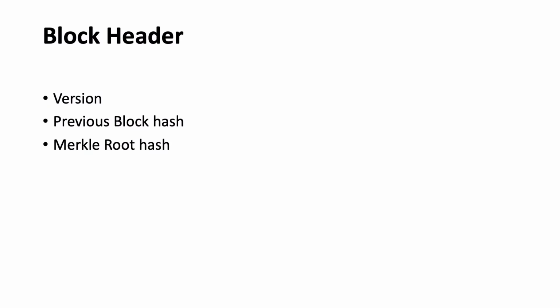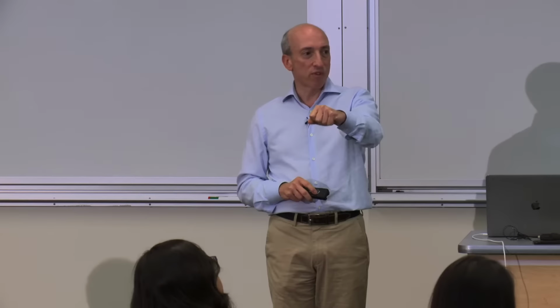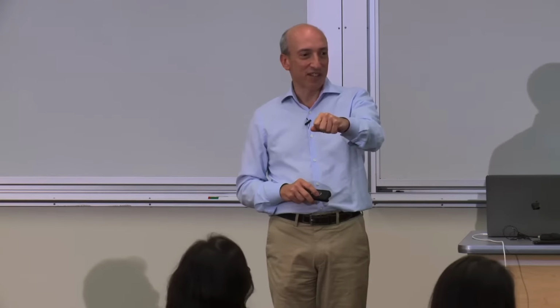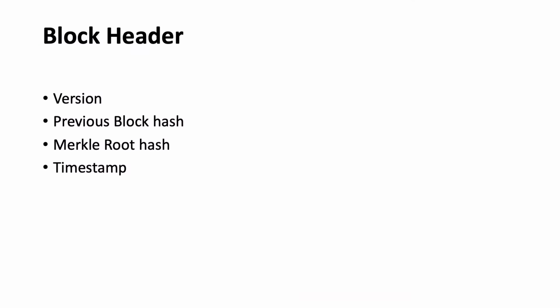So the header has the previous hash, this Merkle root, which is just a way to get all the transactions. Just think of a Merkle root as a way to grab 2,000 transactions, in a way. A timestamp, that one's easy, we can get that. Difficulty target.